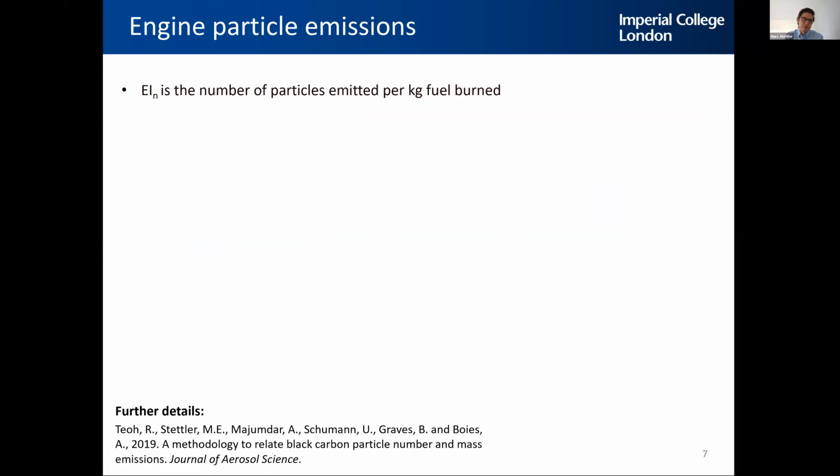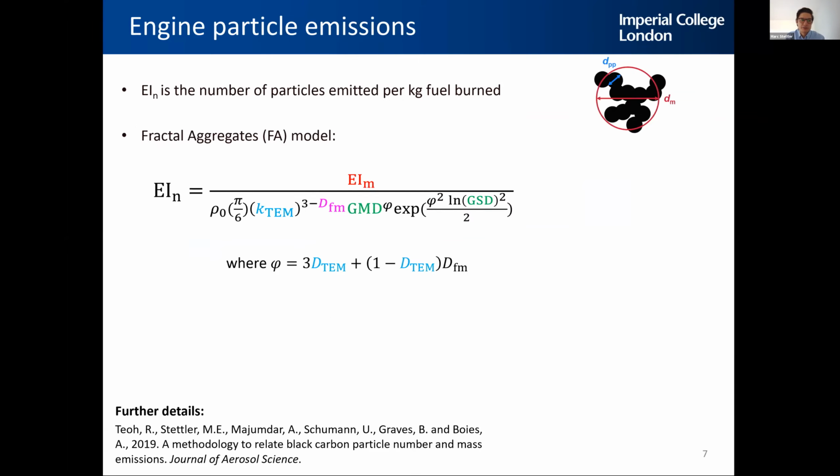So this emissions index, EIN, represents the number of particles emitted per kilogram of fuel burned. And to estimate that, in this study, we've used a fractal aggregates model that I've spoken about at a previous Cambridge Particle meeting, and we published last year. Essentially, this relates the number of soot particles to the mass of soot particles.